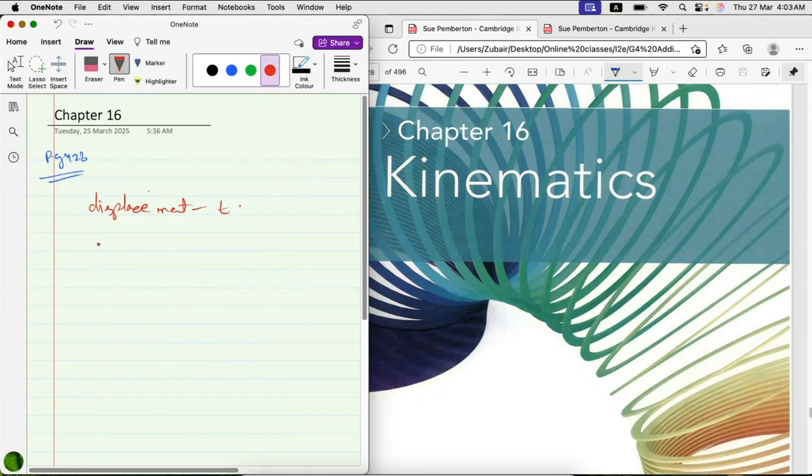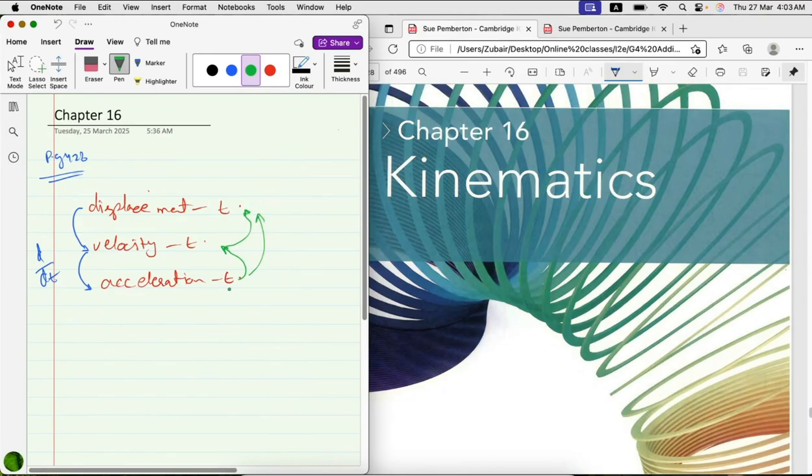displacement time graph, velocity time graph, acceleration time graph, or equations. So differentiation of displacement will give us velocity. Differentiation of velocity will give us acceleration, so dy by dt. And integration of acceleration will give velocity, and integration of velocity will give displacement.